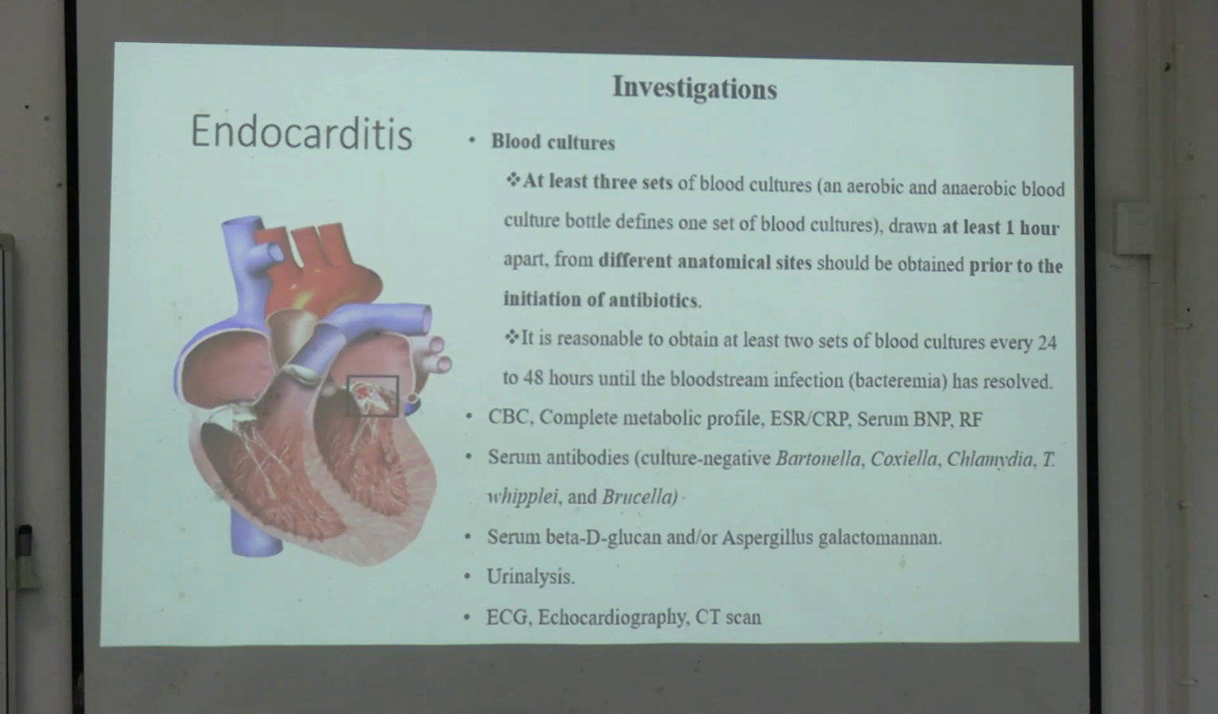So what should be the ideal number of blood culture? It should be at least 3 sets of blood culture. Set means one aerobic, one anaerobic bottle. That is 2 bottles constitute 1 set. So we must take 3 sets of blood culture. Understood? That is the number.